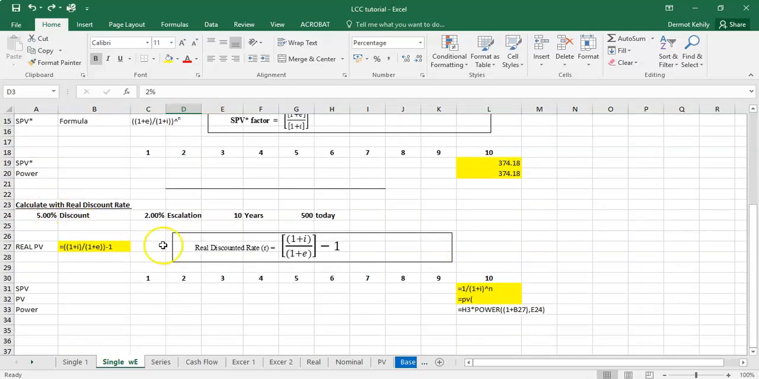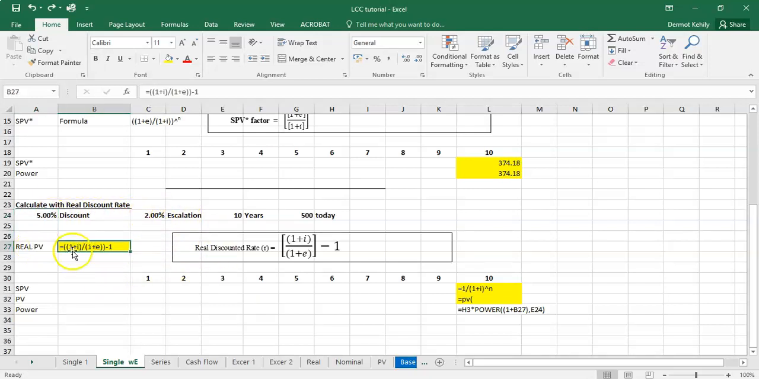I'm going to move on to another way of doing it, where I calculate the real discount rate. Again, this is still calculating the single present value of this series of payments, taking into account a discount rate and an escalation rate, and the cost of that payment today. Now, calculating the real discount rate of 5% and 2%. So let's say you think that the real discount rate is the discount rate minus the escalation rate, which essentially is 3%, but it doesn't work out that way.